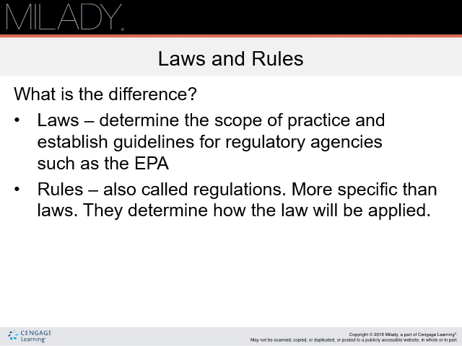Laws and rules. What is the difference? Laws determine the scope of practice and establish guidelines for regulatory agencies, such as the EPA. Rules, also called regulations, are more specific than laws. They determine how the law will be applied.